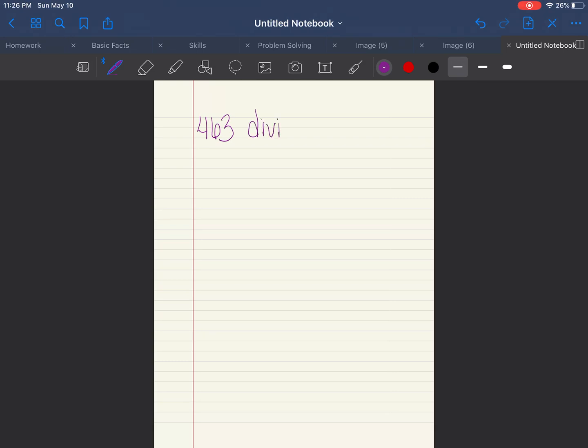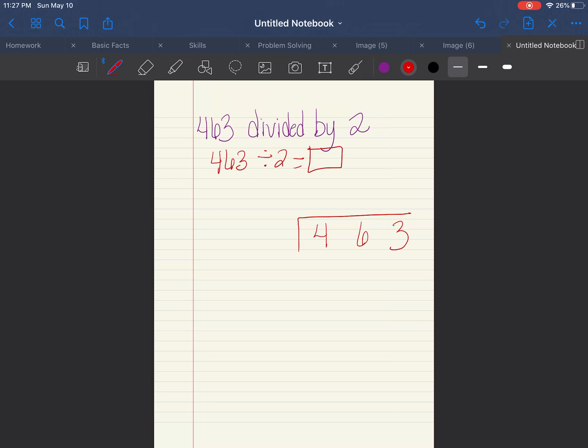I'm going to go ahead and do one more, and then you guys are going to be responsible to do the other 2. The next problem for today, Monday, will be 463 divided by 2. If I put it in a number sentence, it would be 463 divided by 2 equals my quotient. I'm going to open up my house. Remember that inside goes the big number, which is 463. Outside of the house is the divisor, which is going to be the 2.